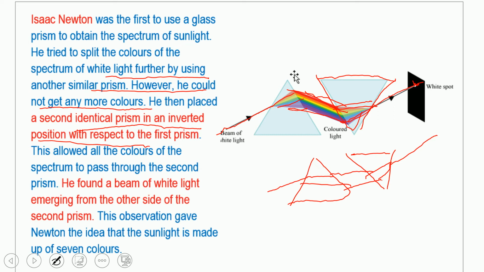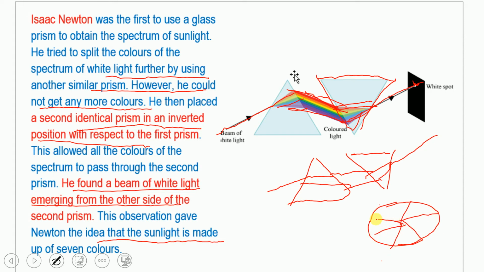This allowed all the colors of the spectrum to pass through the second prism. He found that a beam of white light emerged from the side of the second prism. So he observed, and that gave Newton the idea that sunlight is made up of seven colors. But you know the disk experiment also, which is in exhibitions and all. Normally we divide a disk into seven equal parts: violet, indigo, blue, green, yellow, orange, red. Then when we rotate it, you can see that it appears white, because sunlight is made up of these seven colors. That is what Isaac Newton concluded there.